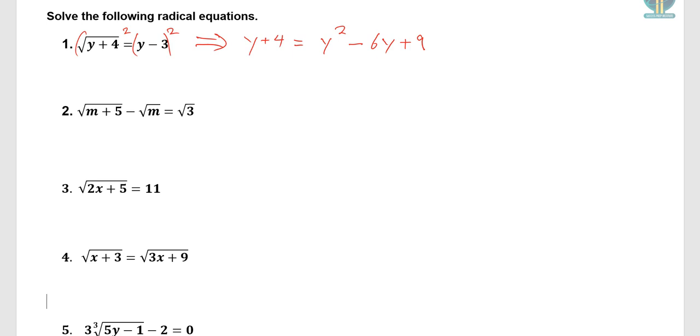Okay? Combining like terms, we'll get, so we can make this 0, right?